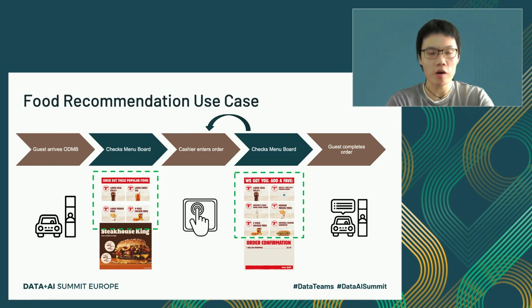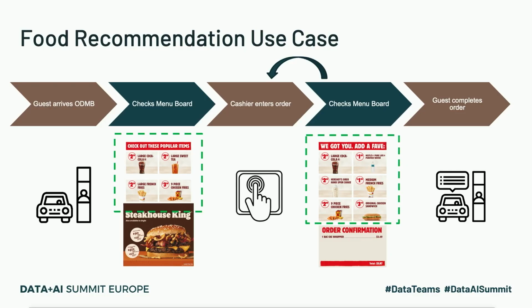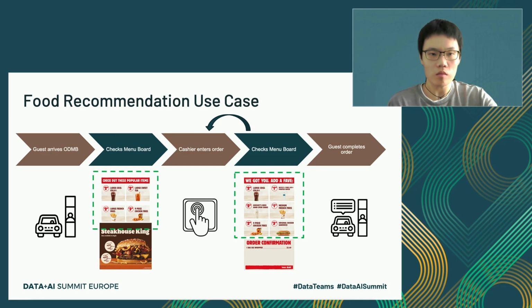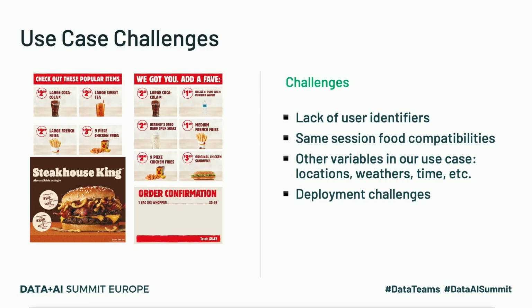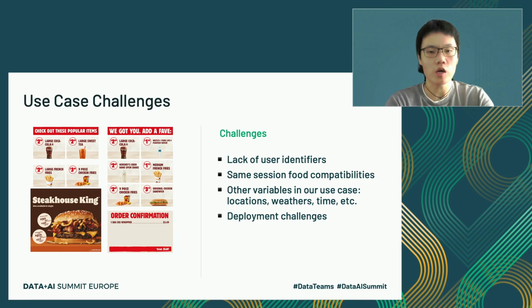So how is that different from a traditional e-commerce recommendation use case? What are some unique challenges in our use case? The first challenge is that because it happens in an offline environment, there's very limited user identification. The guest stays in a car. There are certain technologies like license plate recognition or scanners that can identify the guest, but they all have their own limitations. So in our case, we need to build a solution that can work even without a user identifier.